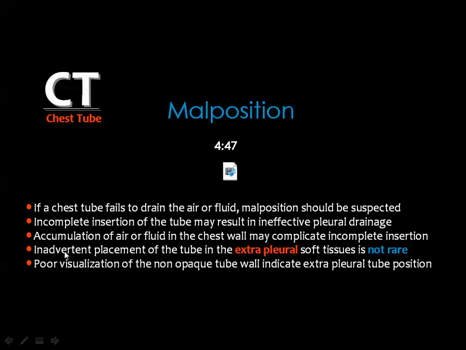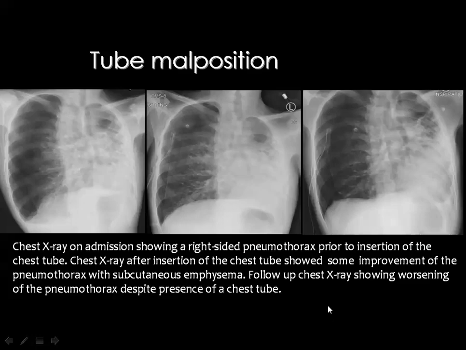And one of the possible complications is to put the tube in the extrapleural space, and this is not rare as written in the literature. And if you fail to visualize the opaque line on the tube, that may be one of the indications that the tube has an extrapleural location.